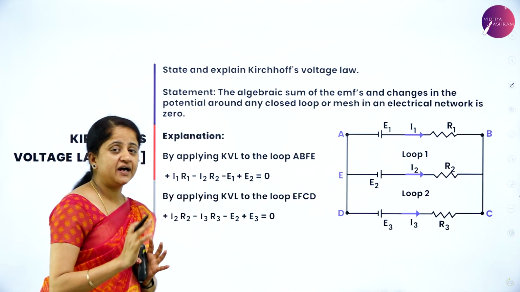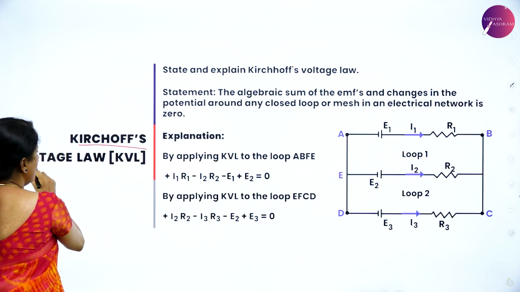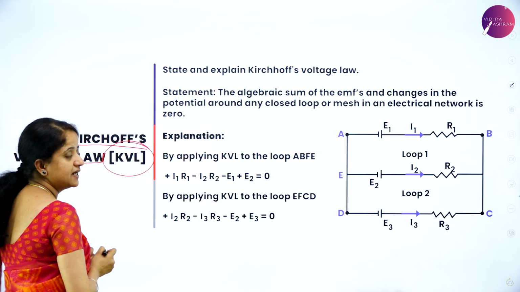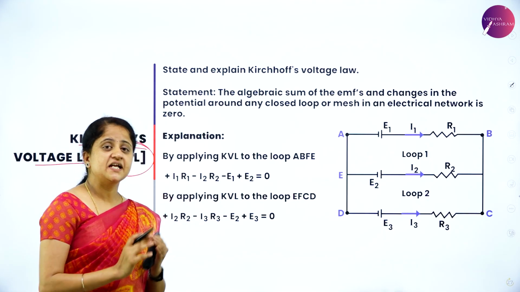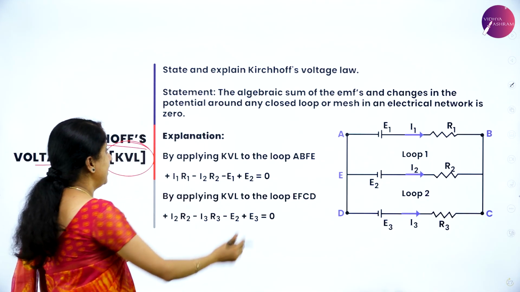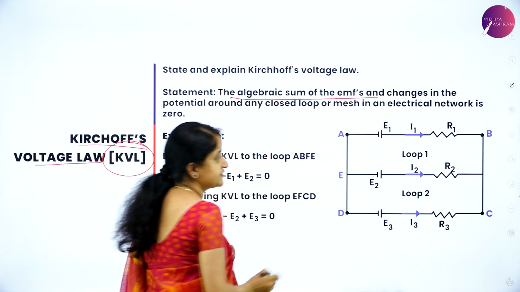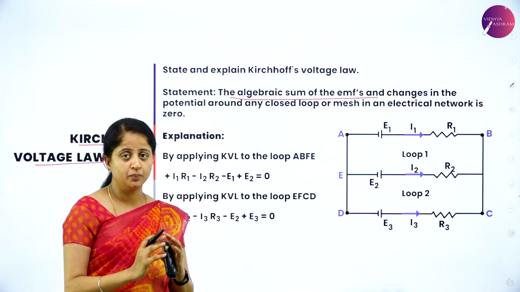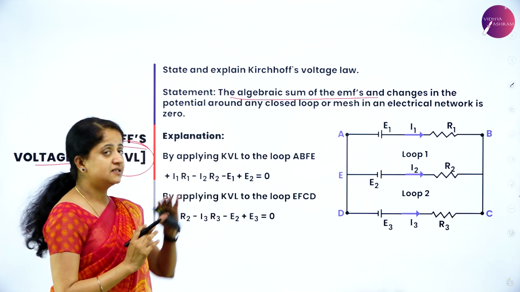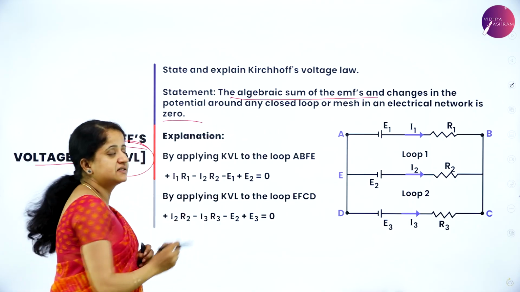Now let us move on to another law, that is Kirchhoff's voltage law. Generally it is called KVL, or it can also be called the mesh rule. What is the statement of KVL? It states that the algebraic sum of EMFs and the changes in potential energy around any closed loop or a mesh in an electrical circuit is equal to 0.